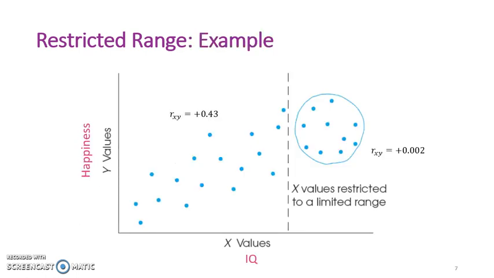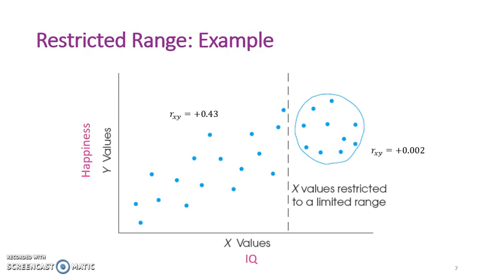Let's do an example to illustrate the restricted range problem. Here, x is IQ and y is happiness. Here's a visual depiction of what the scores would look like for a full range of IQ. If we look at the population where the whole range is present, we see a positive relation. Let's say that we have limited the values that IQ occupies due to poor sampling.